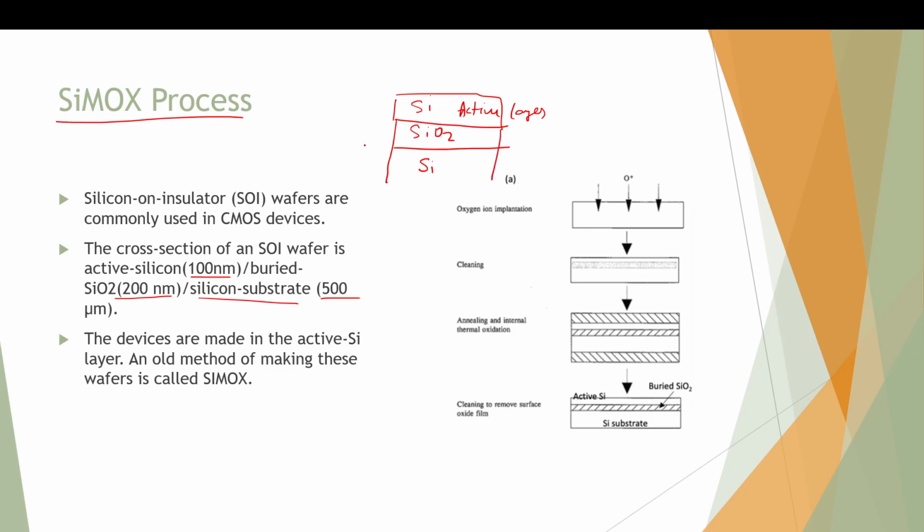For the purpose of this problem, we take this active layer to be 100 nanometer and SiO2 to be 200 nanometer. And then the silicon is 500 nanometer, substrate silicon. Okay, so all the devices will be made in this active layer of silicon. And the method of making such a stack, that is such a wafer, is called SIMOX.